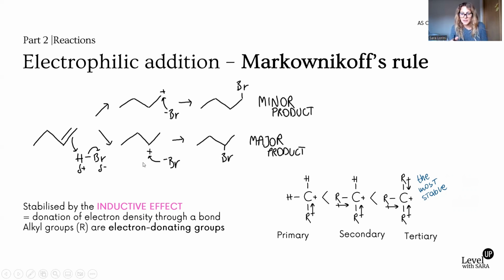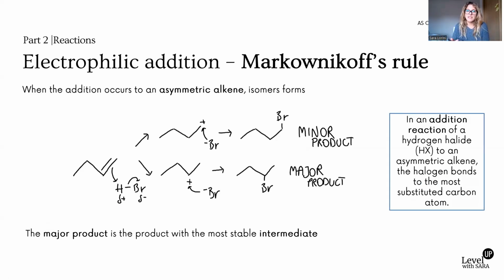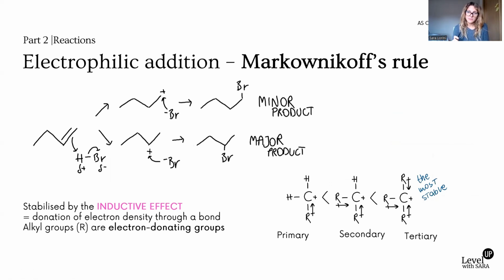So we can always work it out. But we could also know the rule, and you can remember it pretty much any way you want. For example, in an addition reaction of a hydrogen halide to an asymmetric alkene, the halogen bonds to the most substituted carbon, so in the middle of the chain. Or you can remember it, the hydrogen adds to the less substituted carbon. Okay, that makes sense, but it's important to know this concept of stabilization and donation of electron density. Okay, because we can have different products. And this is the first curly arrow mechanism that you really come across, so electrophilic addition.